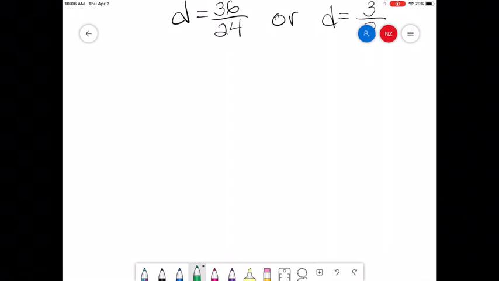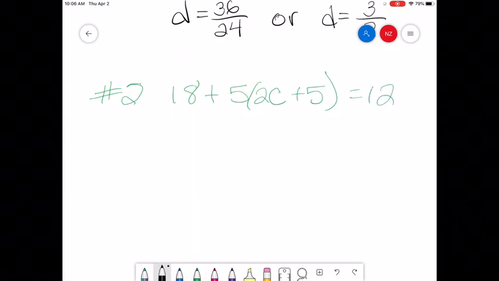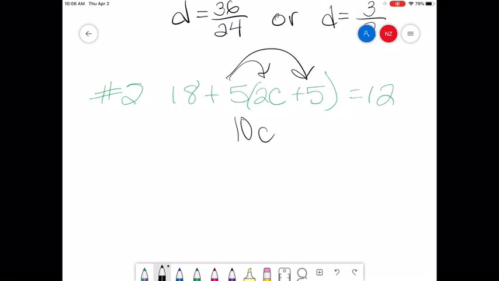was number 2. We have 18 plus 5 times 2c plus 5 equals 12. Again, you're going to have to do some distributing here. So 5 times 2 gives me 10. 5 times 5 gives me 25. And drop everything else down.